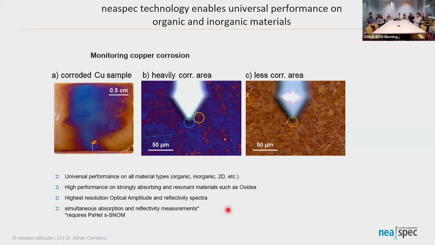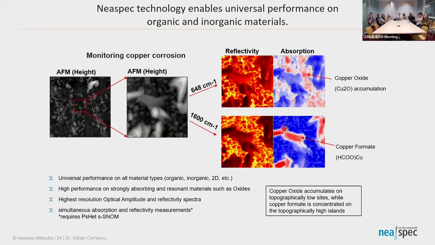Now, just to keep it brief, here I want to show you a large copper sample. You see, this is a few centimeters. This is an image of the sample showing the cantilever on top of a heavily corroded area, and this is a less corroded area. Now, we did images, and this is what you observe at the nanoscale.